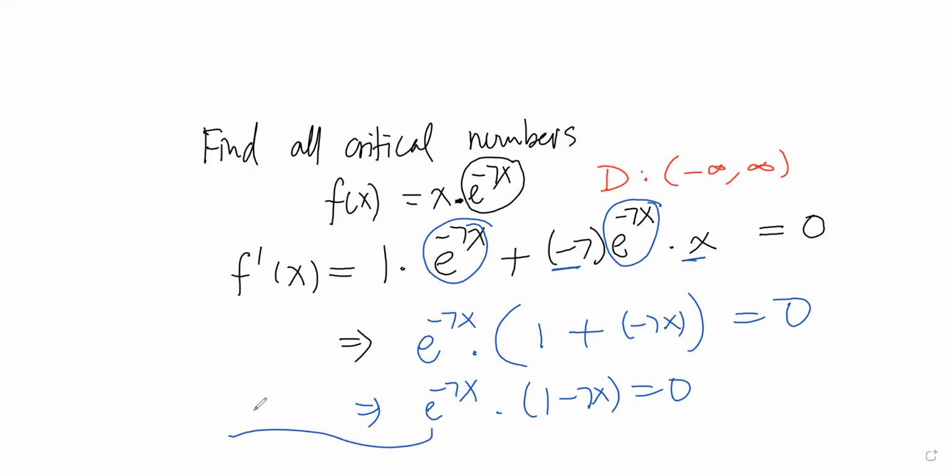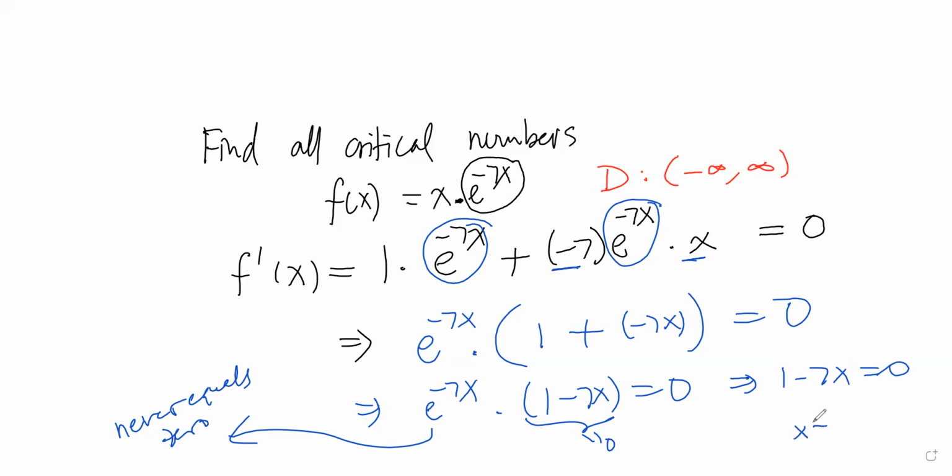See, this factor is never equal to 0. E to the something is never equal to 0. So therefore, 1 minus 7x has to equal 0. Solving this for x, x equals 1/7. And since the domain has no restriction, this belongs to the domain. So x equals 1/7 is, in this case, the only critical number.